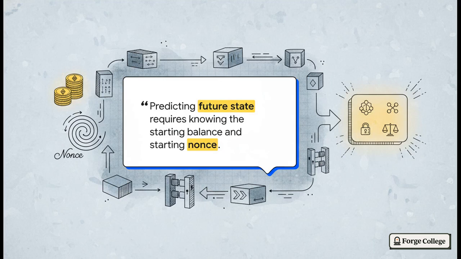And that leads us to this defining quote. Predicting an account's future state requires knowing the starting balance, the starting nonce, and the exact sequence of transactions applied. This sentence right here is the ultimate summary of the deterministic elegance of Ethereum.